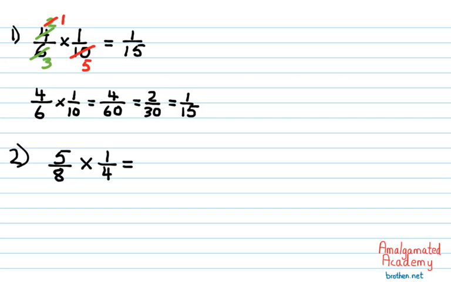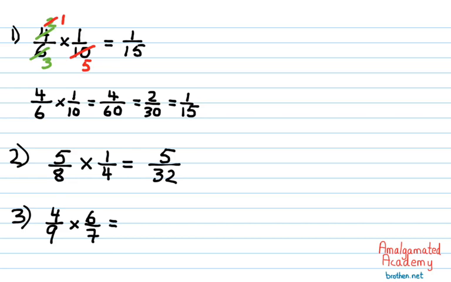Now in this question, we have 5 over 8 times 1 over 4. 1 isn't going to help us at all because that can't be reduced any further, and so we're going to have to look at the 5. Now there's no number that divides evenly into 5 as well as 8, and there's no number that divides evenly into 5 and 4. So there's nothing that can be simplified here, so our answer is just going to be 5 times 1, which is 5, and 8 times 4, which is 32.